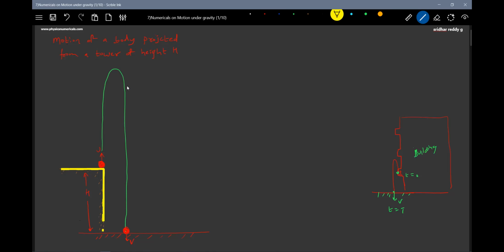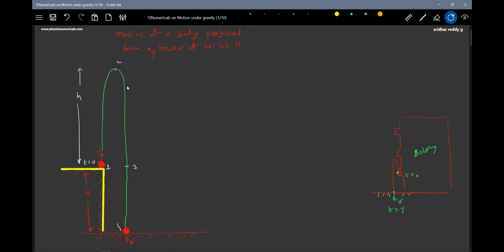I'll make this tower a little bit bigger. I think, okay, no, it looks very neat. So when it is projected at t equal to 0, let me take the point of projection as 1, the highest point as 2. Again, it will be at the same level. Then let this be 4. Finally, it will be at 4. So then it will ascend to some height h from the tower. It will come to instantaneous rest here.